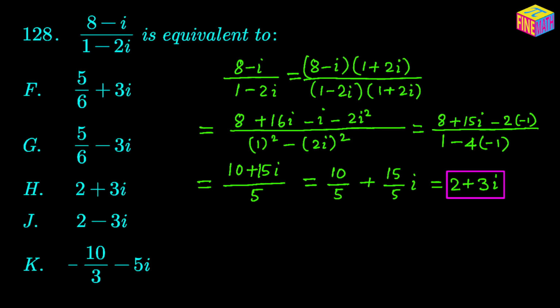And if you look at our answer options, we have 2 + 3i under option H, so option H would be the correct option. I hope it made sense.